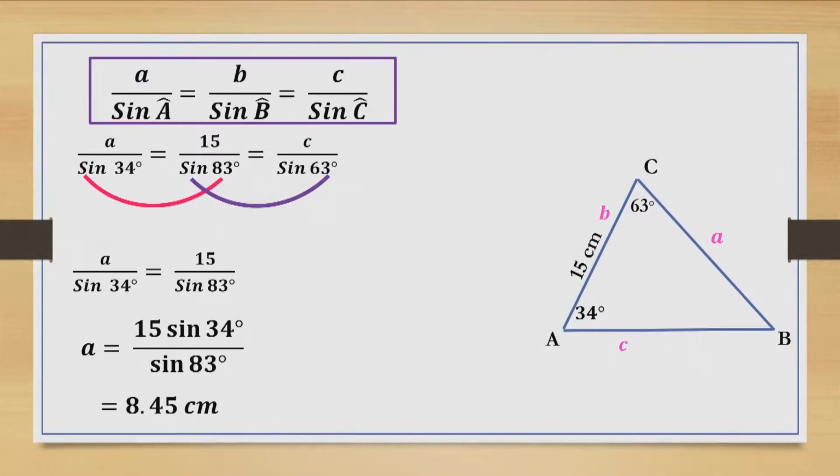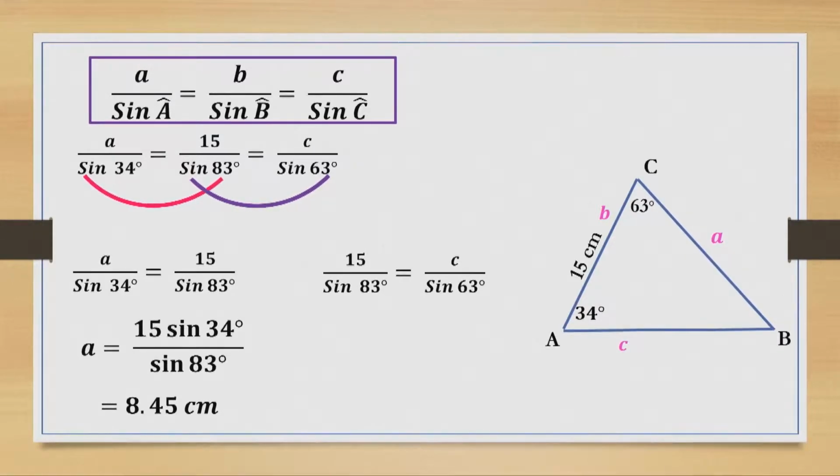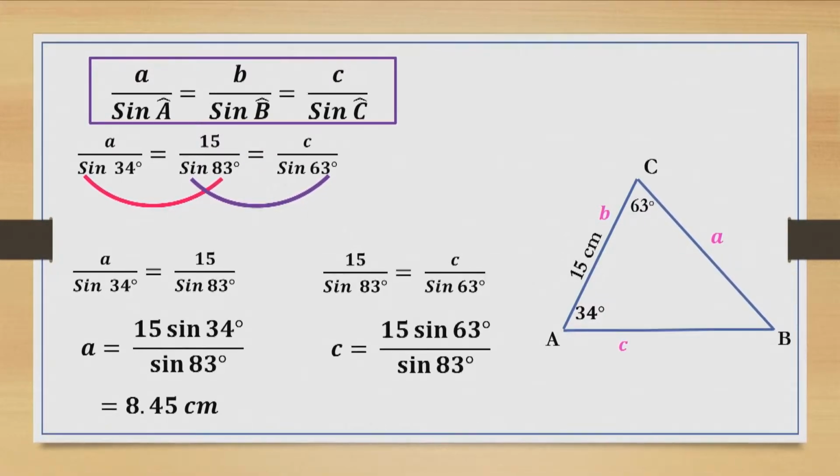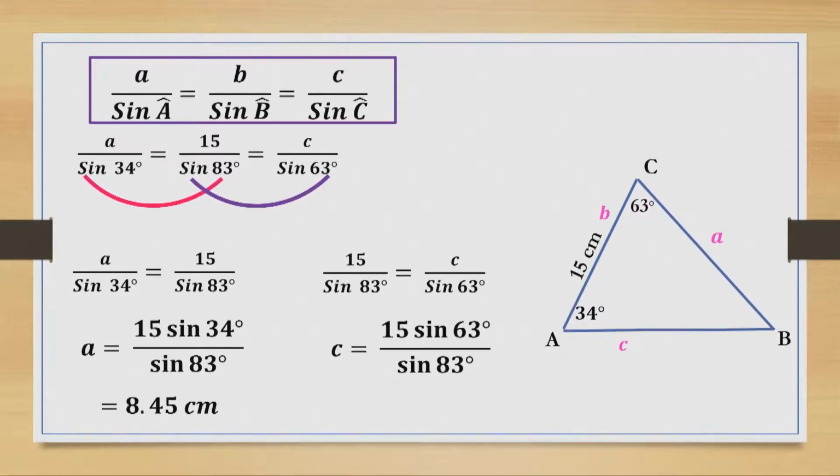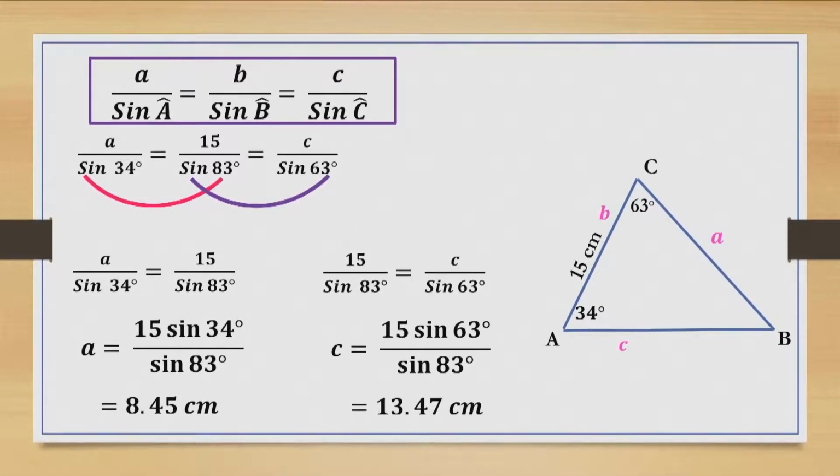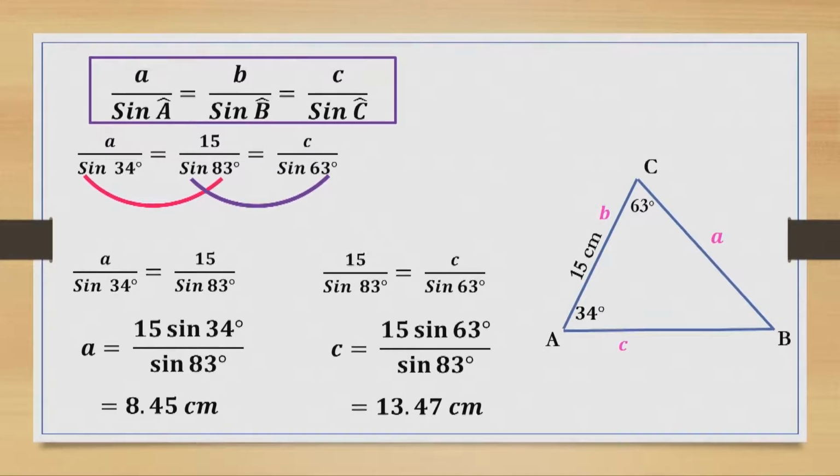Now I take the second and the last part. So 15 over sine 83 degrees equal to c over sine 63 degrees. Cross multiplying and simplifying will give me c equal to 15 sine 63 degrees over sine 83 degrees. So c will be equal to 13.47 centimeters.